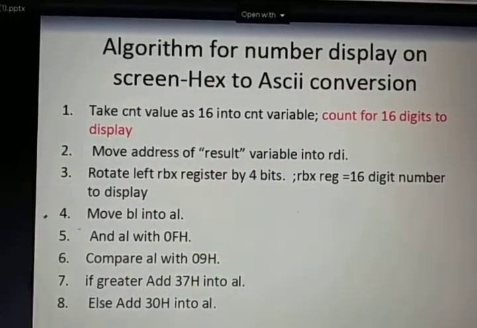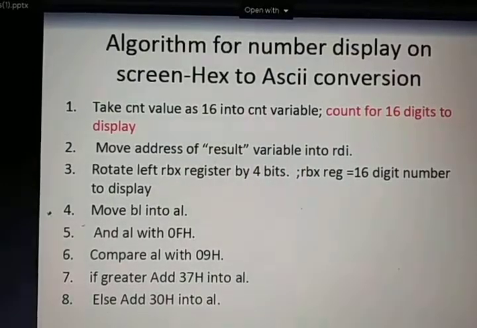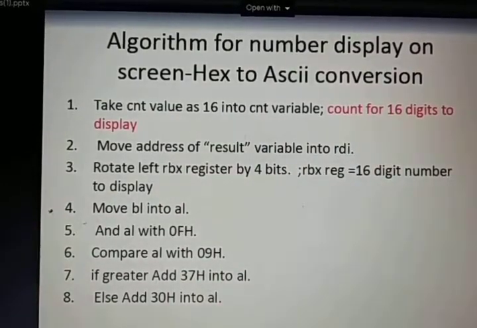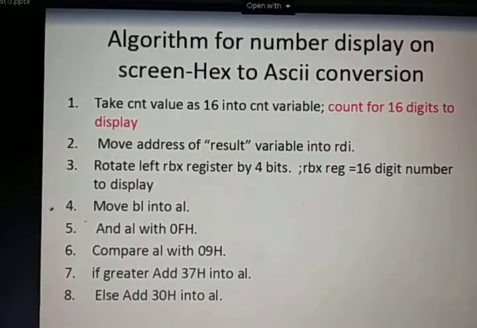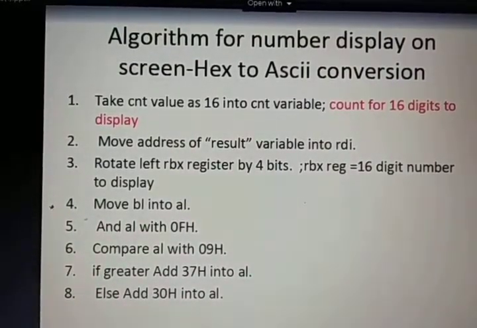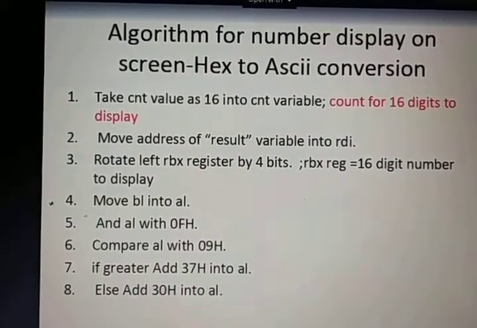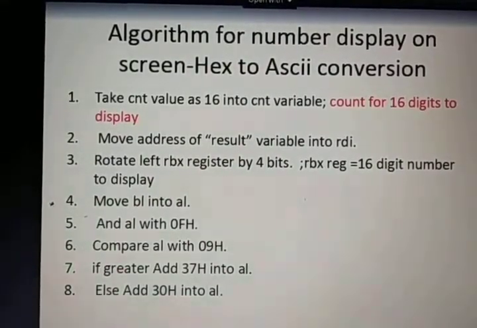Then move the address of the result variable into RDI. Result is a variable name, and whatever result you get, you will move into the result variable. So move the address of the result variable into RDI. RDI is the destination index register, so whatever result you get, you have to move into the RDI register.